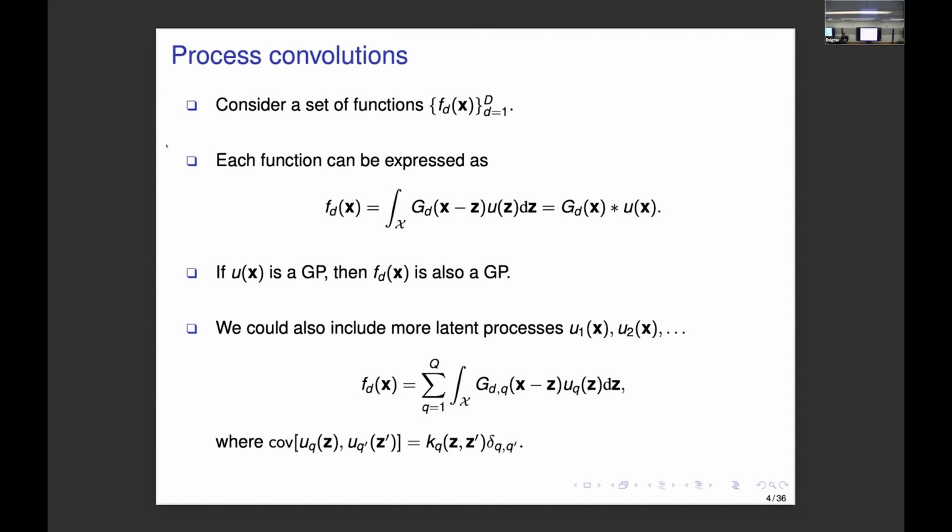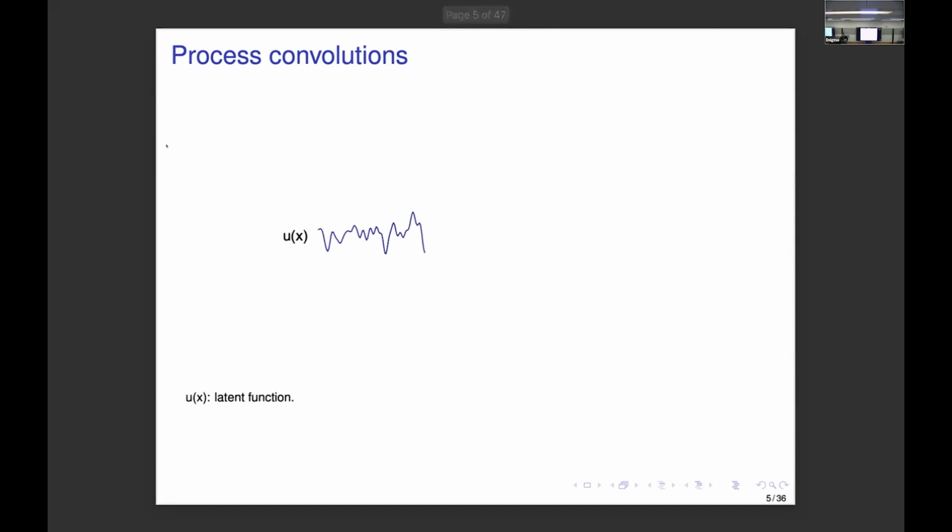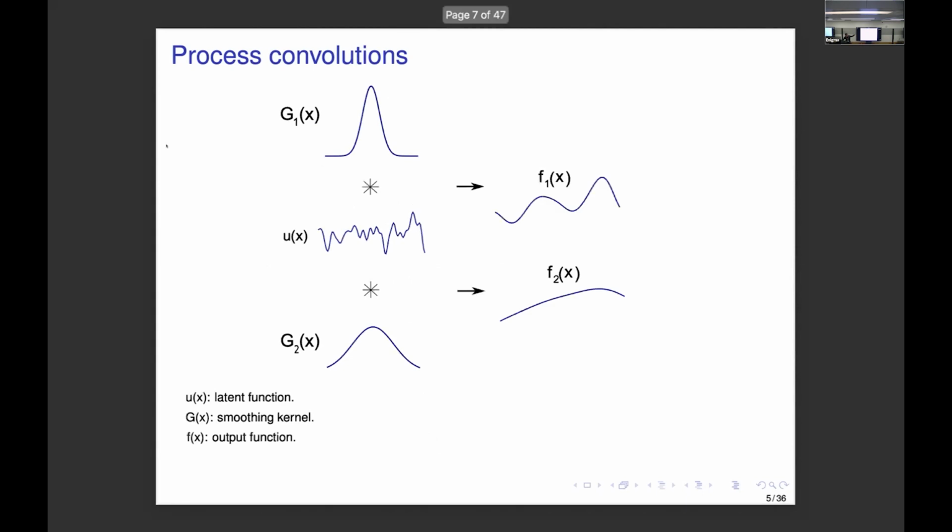So this is a simple representation of this construction where you have your latent process u(x), and then you convolve that with these Green's functions or smoothing kernels, and then you get a representation for each of your outputs, in this case, two outputs. Each of these Green's functions will be specific to the output that you are modeling.